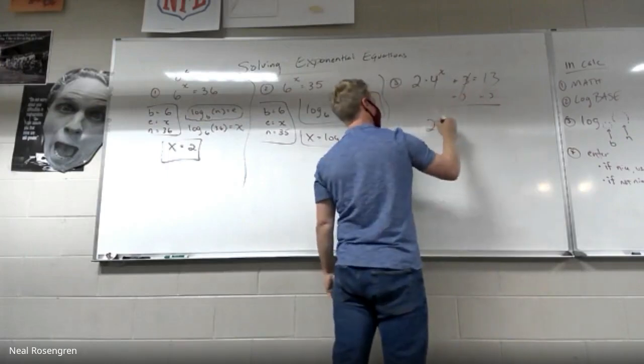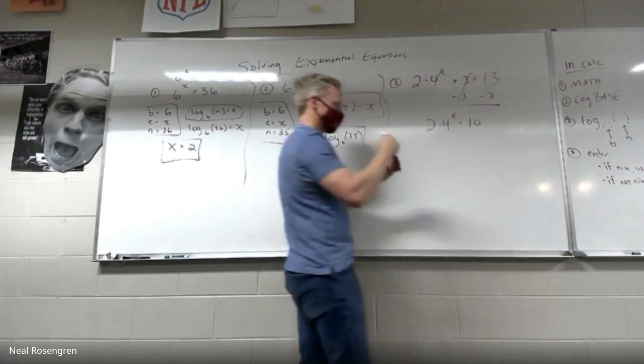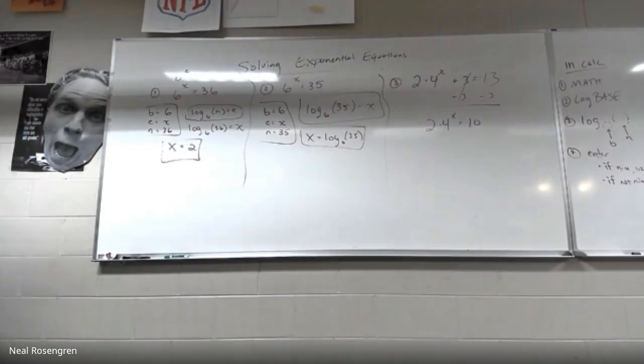The way it goes. 2 times 4 to the x. Again, I like that dot a lot in between. It helps remind me that the x is really only attached to the 4. That is not like 2 times 4 to the x. It's not 8 to the x. The only thing going up to that power of x is 4. So that's the base that I'm trying to get by itself.